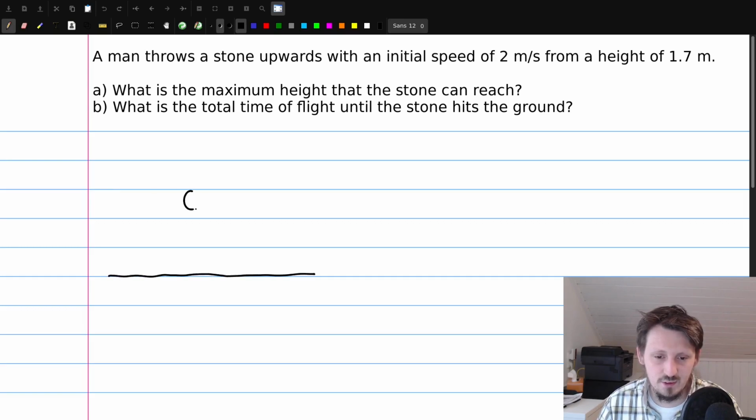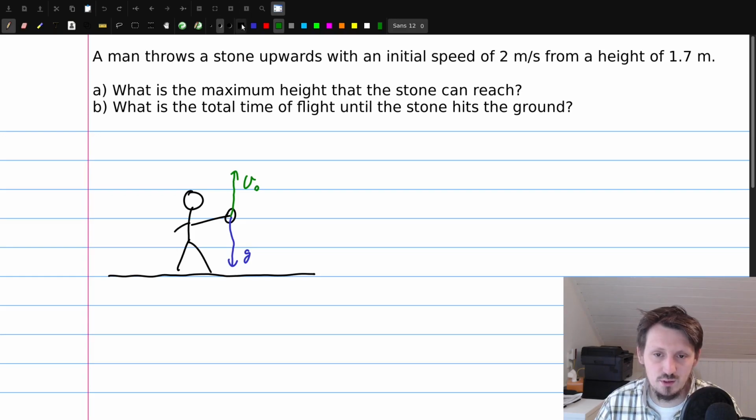So now we have here our man having a stone in hand, and of course we have on the one hand the gravitation pulling downwards, so this leads to an acceleration downwards with the g factor. And also, of course, we have an initial speed upwards, which is maybe in this case called just v0.